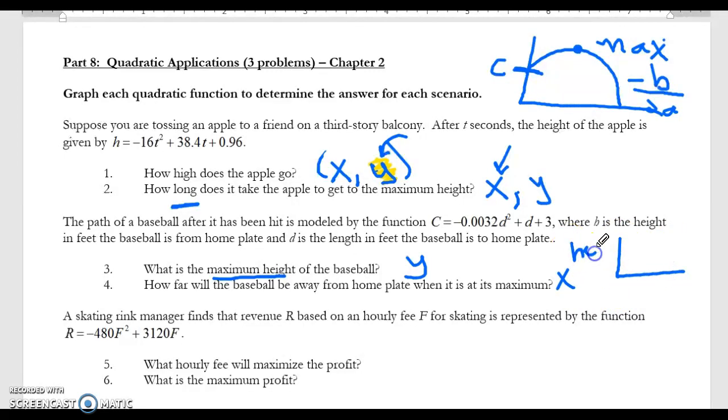So if some of you draw a picture, which is great, that is supposed to say height. And then this one's supposed to say distance. Whoa, look at that. Okay, so you just have to be able to read it. Remember, it's -b over 2a. That's the most important thing.